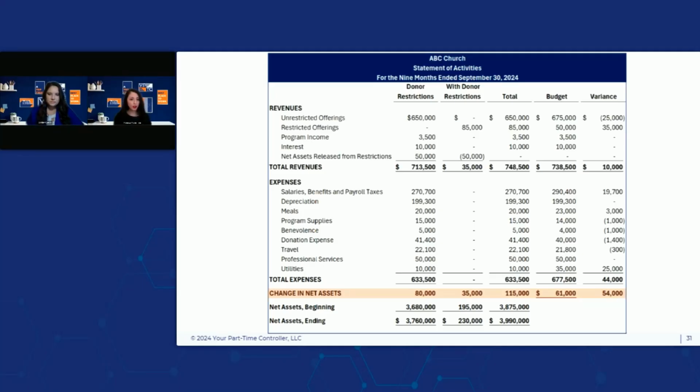And just to wrap up with our statement of activities, you can see here the change in net assets, which on the for-profit side we would call net income. The organization has a change in net assets of 115,000, which is actually favorable in comparison to the budget of 61,000. So just because you're a nonprofit, or even a faith-based organization at that, it doesn't mean you can't budget or expect a surplus in your activities. So let's have faith for a surplus in our budget and in our fiscal year.